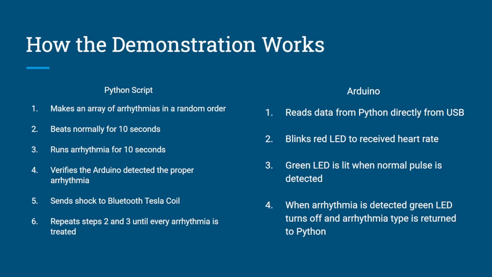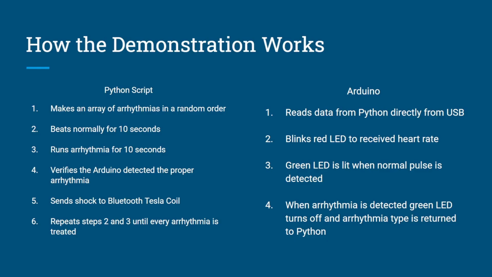So this is a quick breakdown on how the demonstration itself is going to work. I'll look at how the Python script works first, and then I'll move over to the Arduino. So for the Python script, it makes an array of arrhythmias in random order, and then it beats normally for 10 seconds. It runs the first arrhythmia for 10 seconds, and then it will verify if the Arduino detected the proper arrhythmia or not, and if it did detect it, it will send a shock to the Bluetooth Tesla coil.